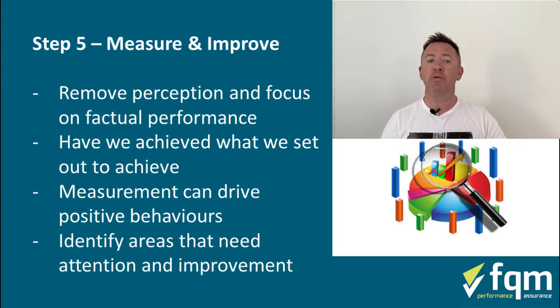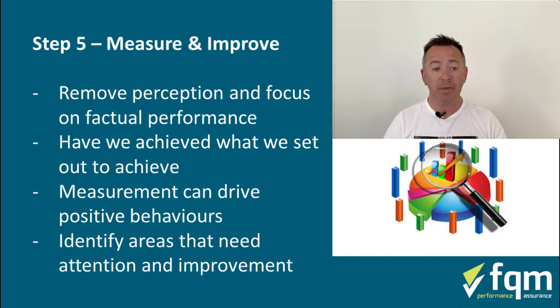And finally, step 5 is about measure and improve. We want to remove the perception and focus on factual performance. How are we actually achieving in this implementation plan? It's not just about having documents in a folder that people can go to. It's much more about the system and how it's used, and should be about the way we run our business. So, have we achieved what we set out to achieve based on the targets and objectives that we set ourselves? How well are we performing against them based on measurable data?